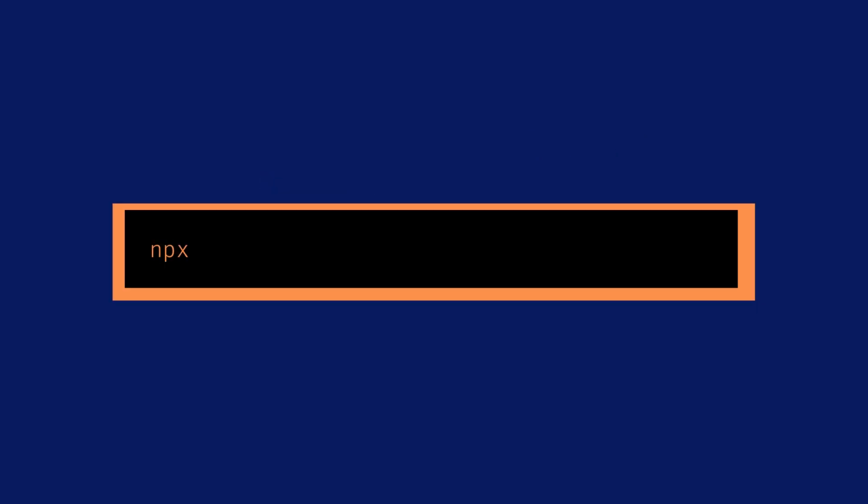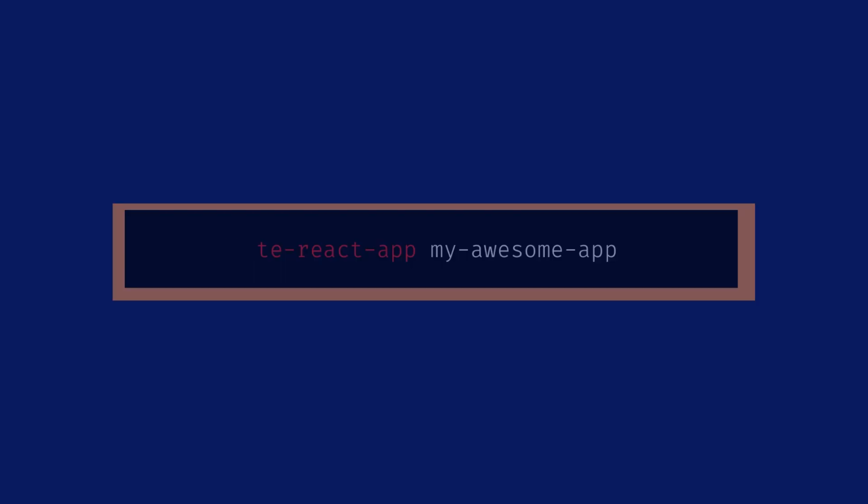Here we can also use JSX, but we have to put it inside the return statement or else it won't work. To get started, open the terminal and type npx create-react-app my-awesome-app. This will create a React app called my-awesome-app.